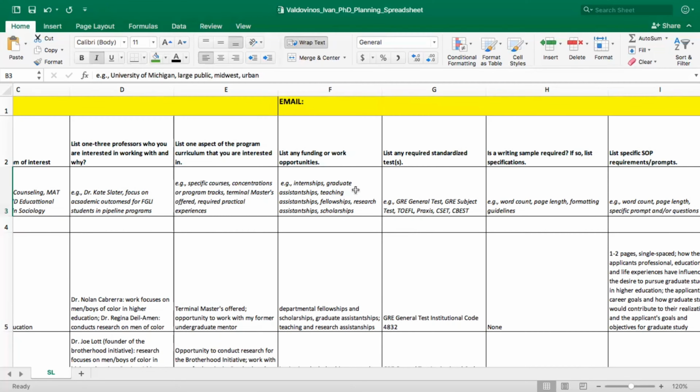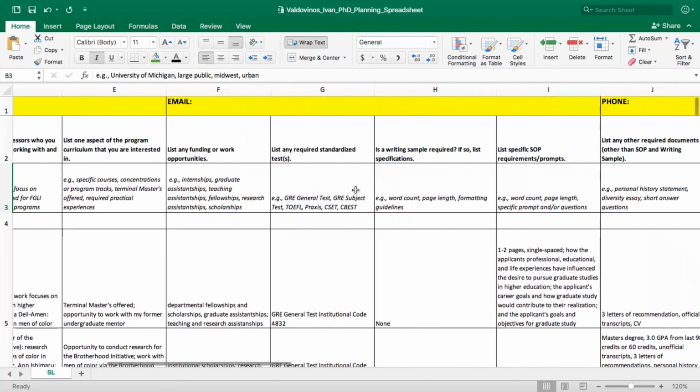Then you want to list any funding opportunities or work opportunities. So do they provide internships? Do they provide graduate assistantships? Do they provide teaching assistantships? Do they provide fellowships, research assistantships, or scholarships? What do they provide in terms of funding? Is it automatic when you get selected and admitted? Do you receive this funding package?